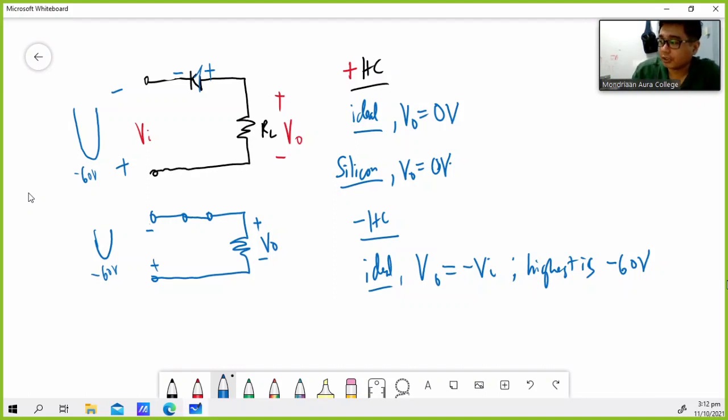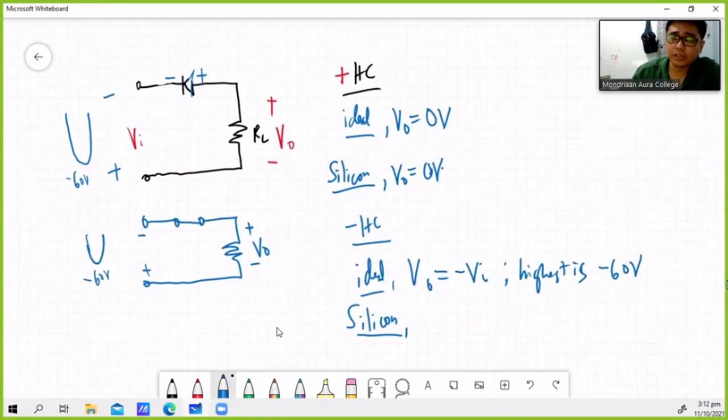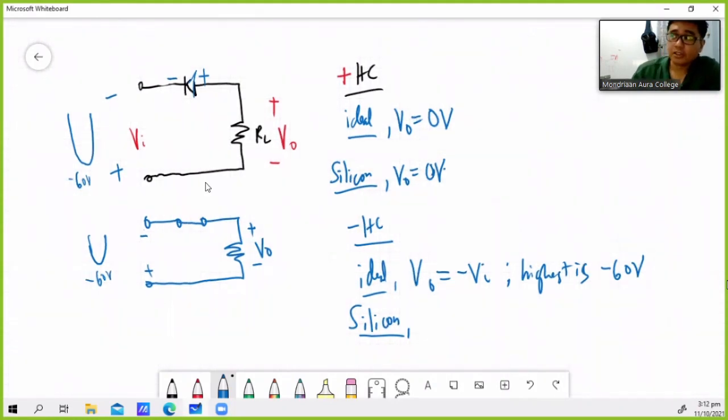But if it is silicon, ano kaya magiging output voltage natin? Okay, so tingnan natin, naka-forward bias ba yung ating diode if it is silicon? So positive ang anode with respect to the cathode, pasok. Ano yung second criteria natin? The input must be greater than or equal to the threshold voltage. Ano bang threshold voltage ng silicon? 0.7. 60 is much greater than 0.7. Okay? So therefore, this is forward bias.